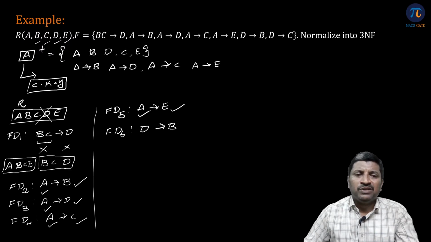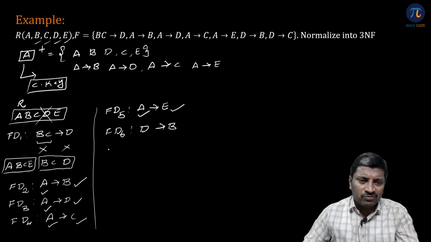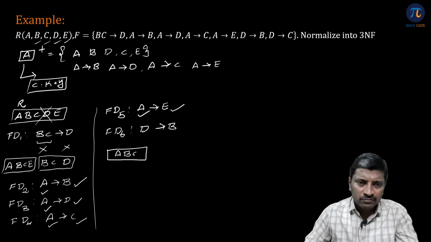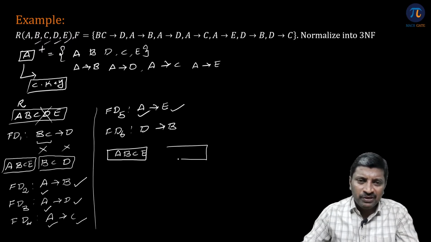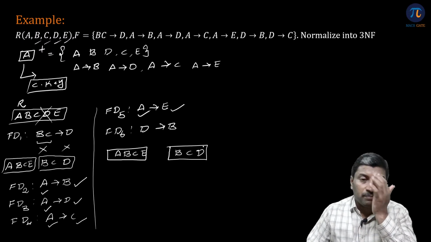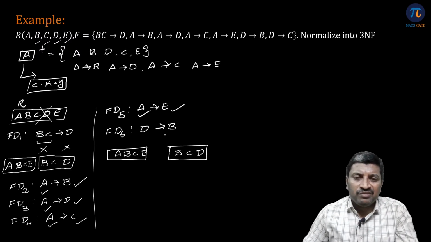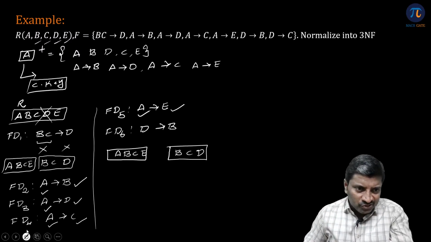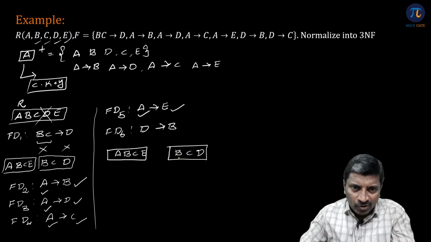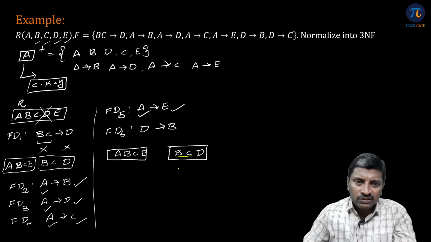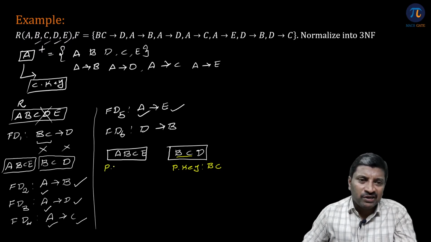D implies B. Sir, please observe it. From the second table. Okay, let me write the tables here. A, B, C. B, C, D. Right, sir? Now we are having like this, sir. As we said, these two we borrowed from the original table. So, for this table, the primary key is BC. For this, we already calculated the primary key, which is A.